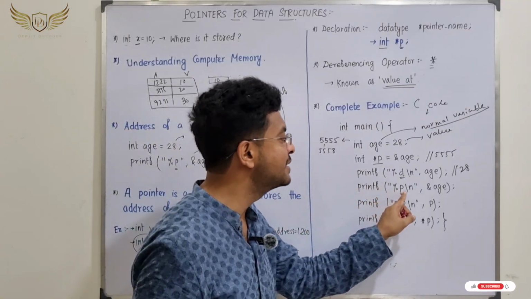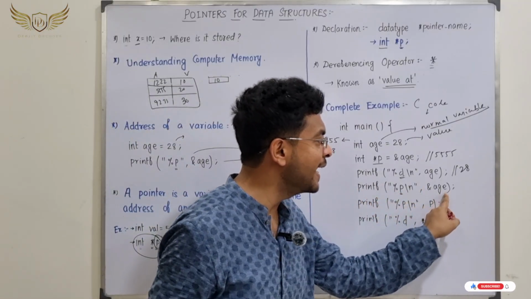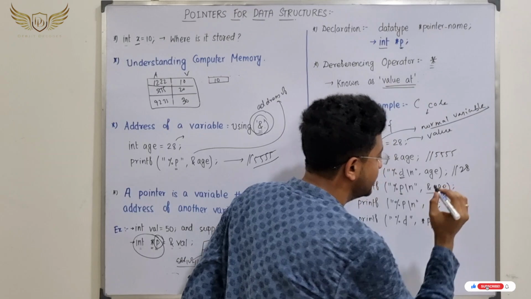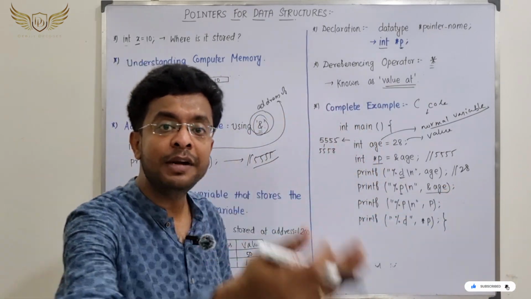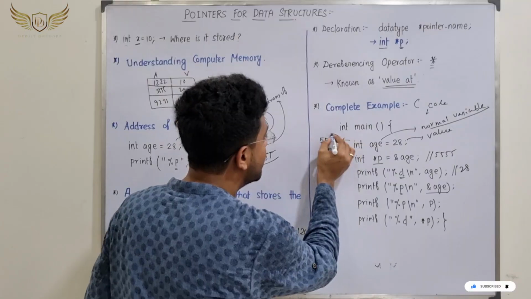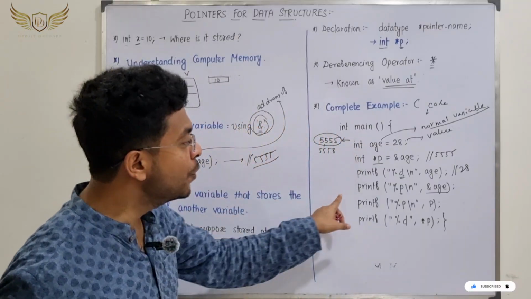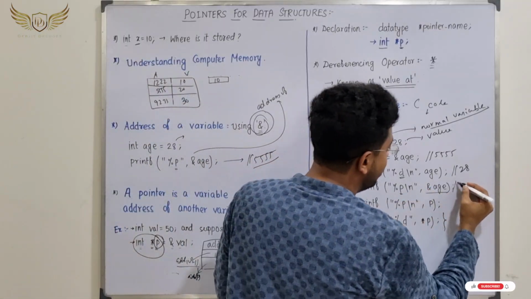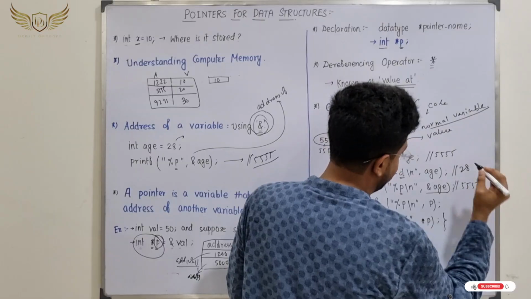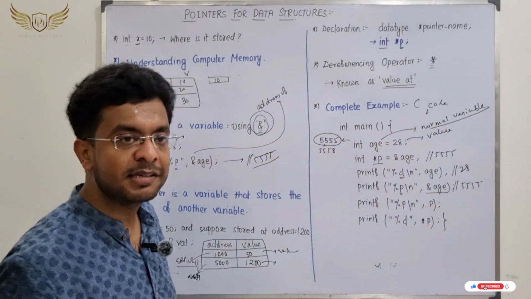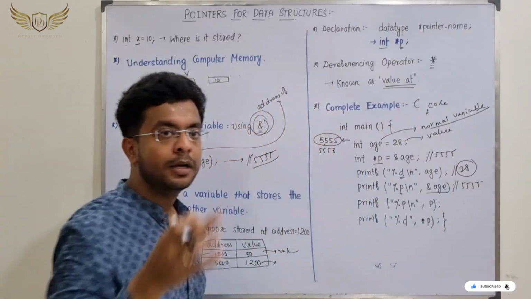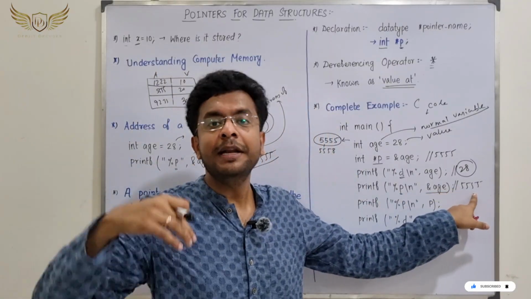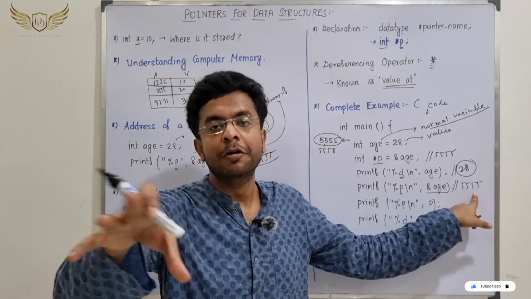So printf percentage p, ampersand age. What is the meaning of ampersand age? This is the address of age. This is not a normal value. This is the address of age. And I said that the address of age is 5555. So if you want to print the address of age, this line will give you 5555. You can run this code on your system and you will see this value will be different. The value of age will be the same for everyone, but the address will be different. Wherever in your memory it gets placed, it will give that address.